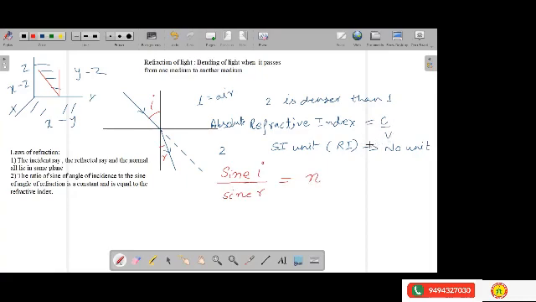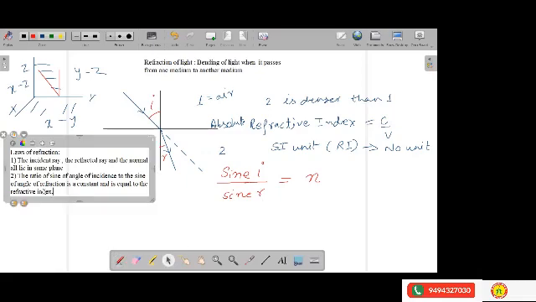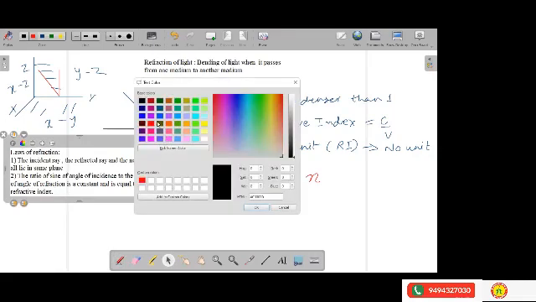Sine is a trigonometric function which you will learn in trigonometry. Once you do trigonometry in mathematics, you will learn about this function sine. So sine is the trigonometric function, and the ratio of sine of angle of incidence to the sine of angle of refraction will be a constant, equal to the refractive index. Now this second rule has another name. This rule is also called Snell's law.